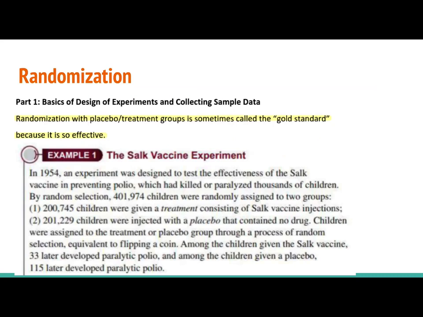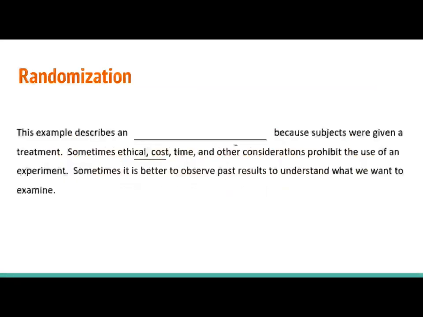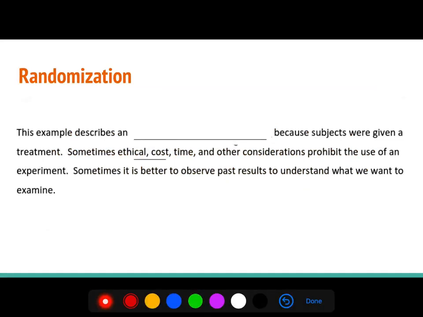Randomization. We want to use randomization because it's basically the gold standard in our experiments. And it's very effective. In the Salk experiment, they did random selection of the children. One group was given the polio vaccine by Jonas Salk. The other group was given the placebo. And we noticed that fewer of the people that received the polio vaccine got polio than the ones that did not get the vaccine. So they noticed that experiments that are random can give some decent results.